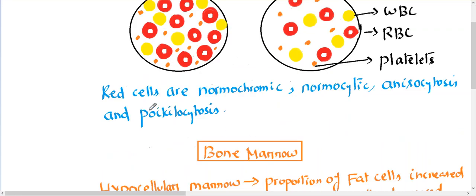Now it's also important to know that RBCs are normochromic and normocytic, and there is anisocytosis. Now what does anisocytosis mean? That the red blood cells have varying sizes on the blood smear, and poikilocytosis means that the red blood cells have varying shapes.